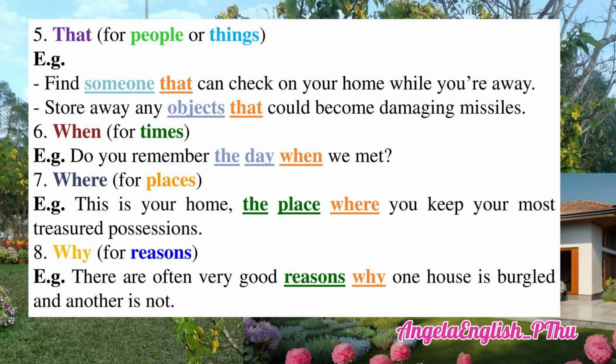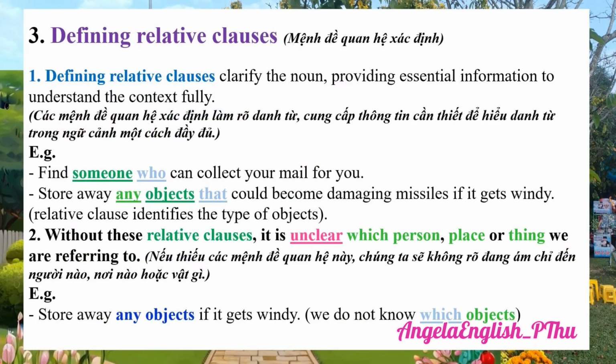6. When, for times. For example, do you remember the day when we met? 7. Where, for places. For example, this is your home, the place where you keep your most treasured possessions. 8. Why, for reasons. For example, there are often very good reasons why one house is burgled and another is not.